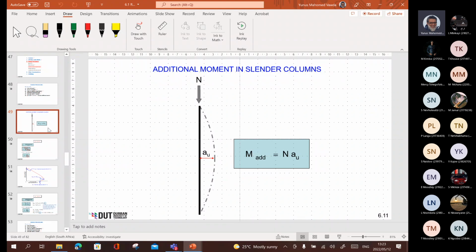Because it buckles, your load is now multiplied by this eccentricity. So this is an eccentricity. So this is your eccentricity. So load N times eccentricity is going to give us a moment. You did this in mechanics, right? Additional moment. That force times distance gives us a bending moment.